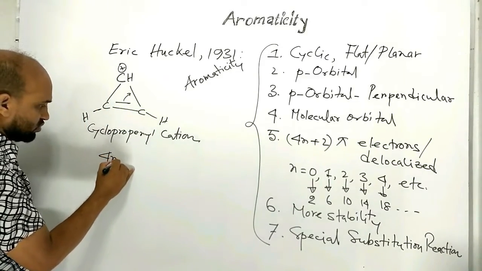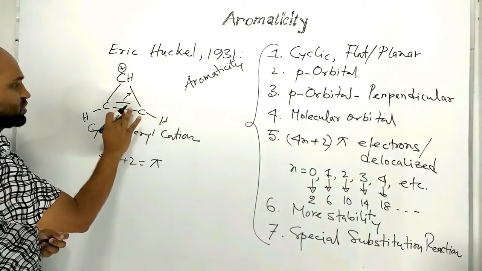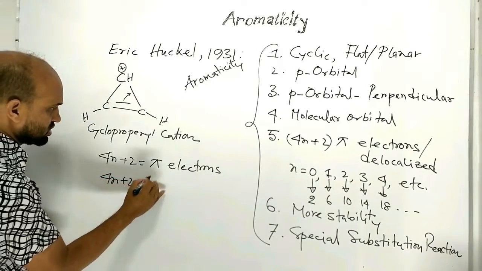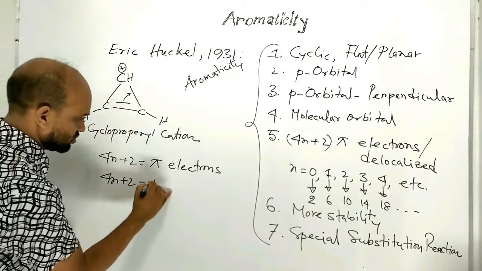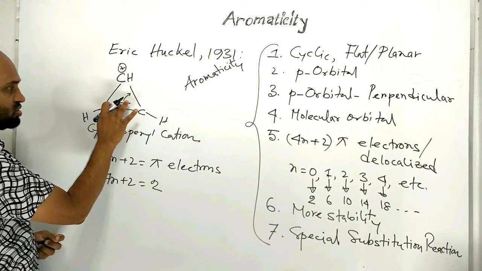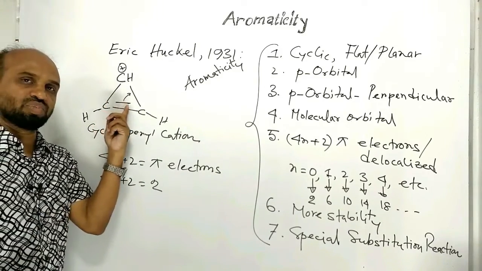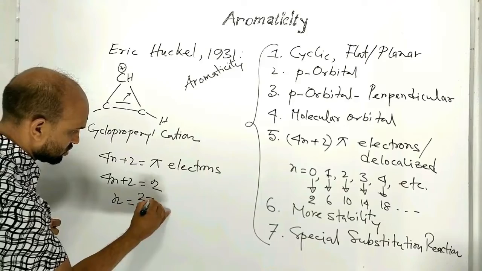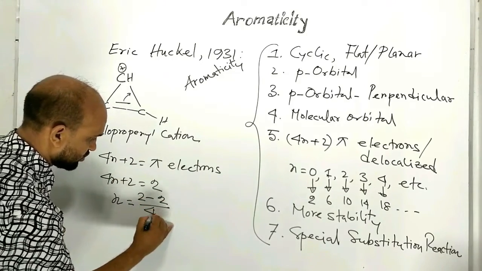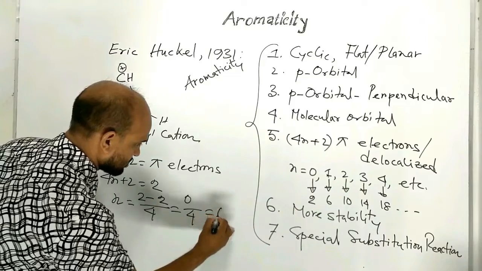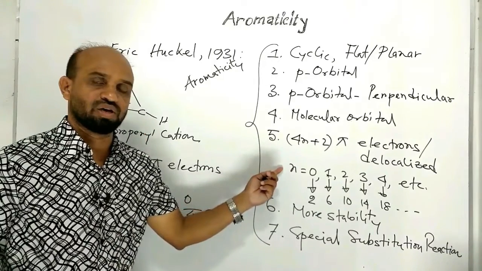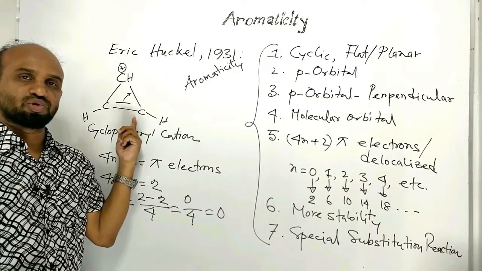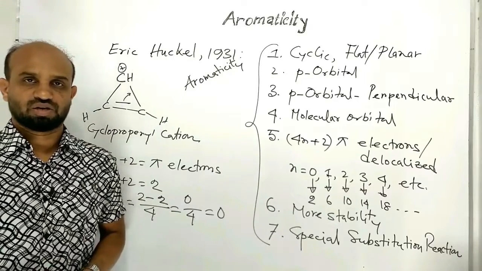Now let's see about delocalized pi electrons. Here 4n plus 2 pi electrons. Here the number of pi electrons is 2. We know one pi bond is constituted by 2 electrons, so that is why this is 2. Here n is equal to 2 minus 2, this 2 divided by 4, 0 by 4, that is 0. Value of n here is 0. So this is an aromatic compound. Cyclopropenyl cation is a kind of aromatic compound.